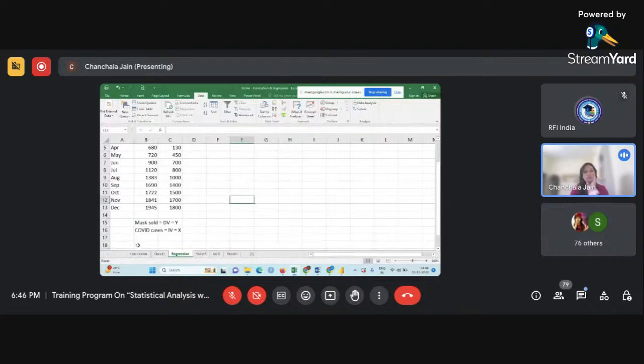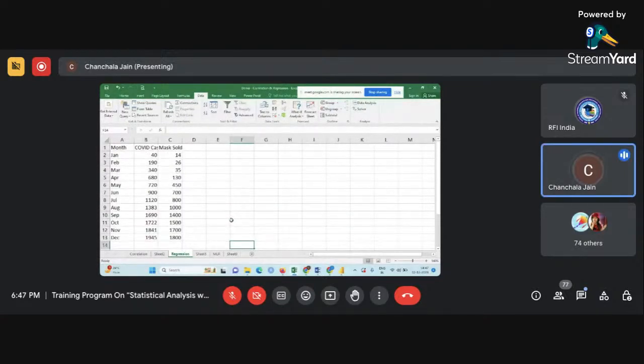Now we need to formulate the null hypothesis. H naught: there is no significant impact of COVID cases on masks sold. Done?